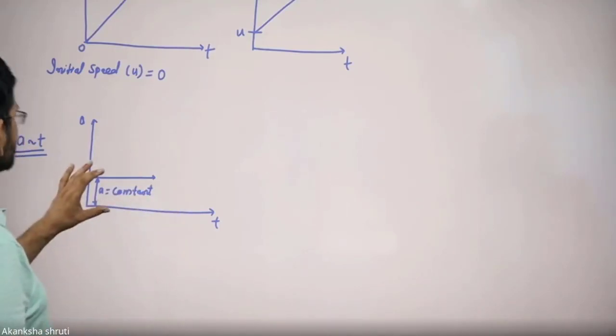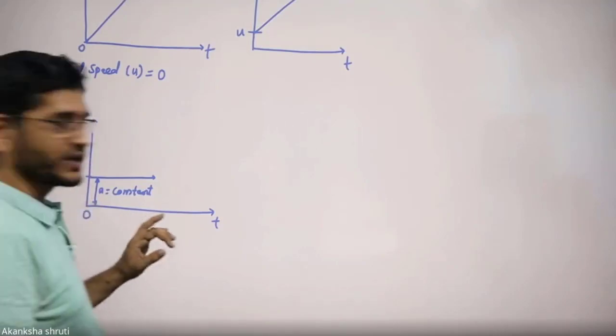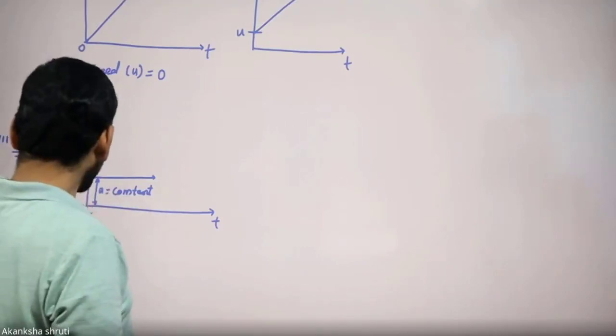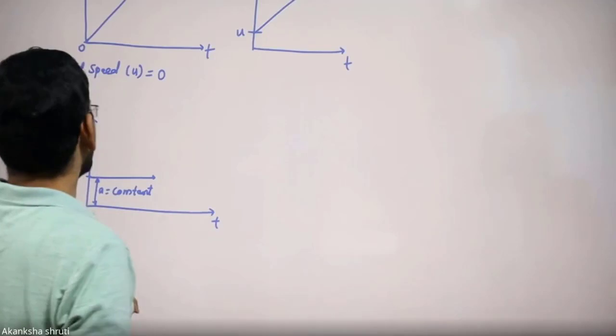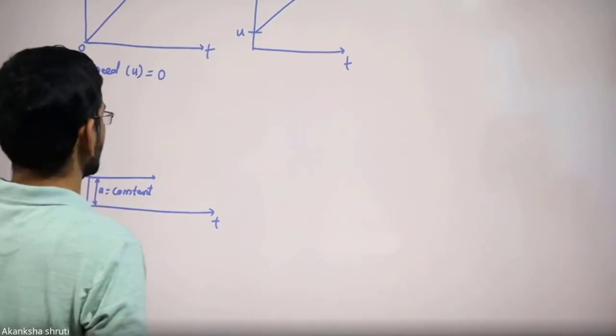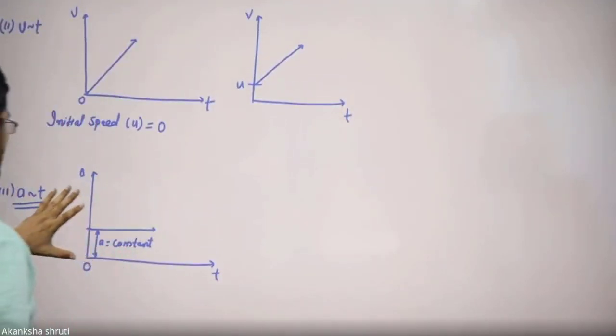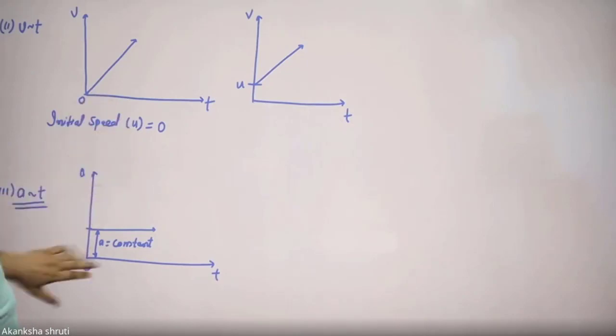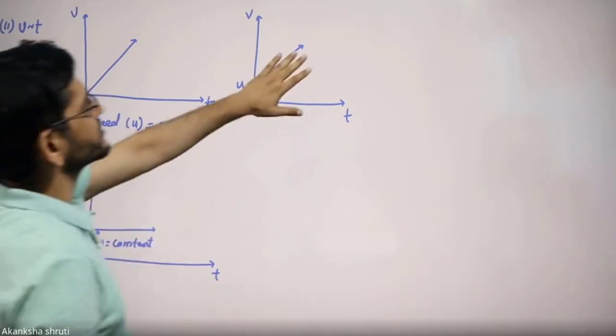This is different from the uniform motion, where the acceleration coincided with the time axis. It is this one. Students, it is very important. So these are the situations. This acceleration time graph will be the same for this one also.